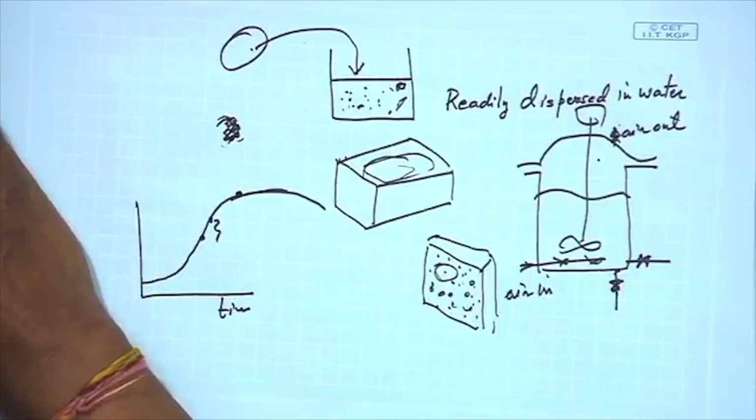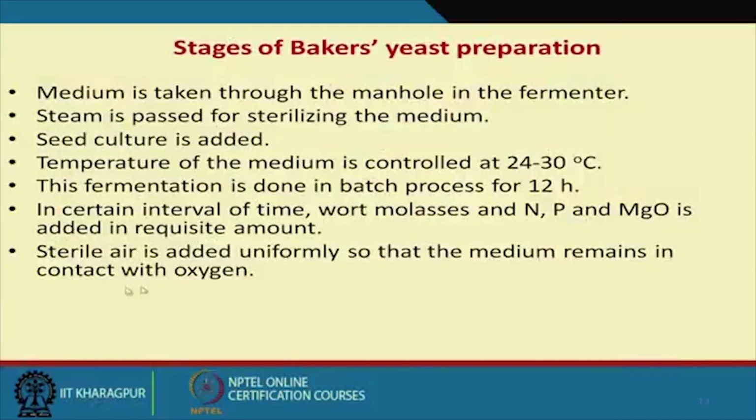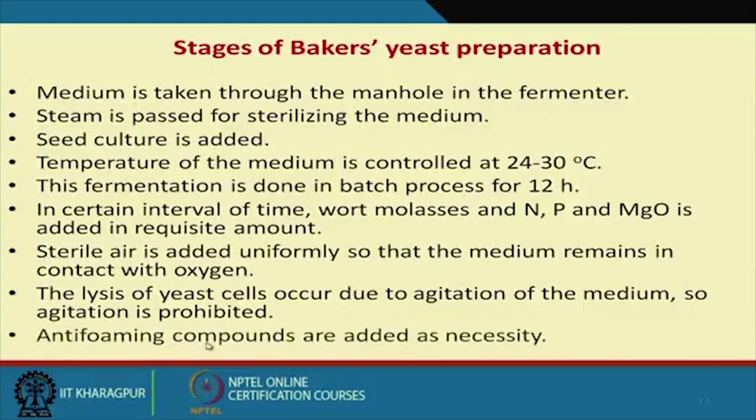At certain intervals of time, molasses and nitrogen, phosphorus and magnesium oxide are added in requisite form. Sterile air is added uniformly so that the media remains in contact with oxygen. The lysis of the cell can occur due to agitation of the media, so we try to control the agitation speed.